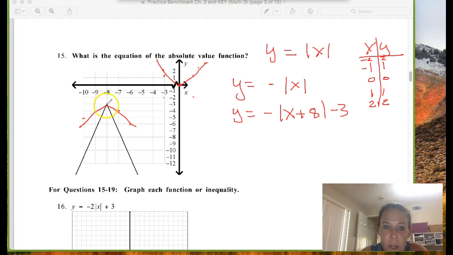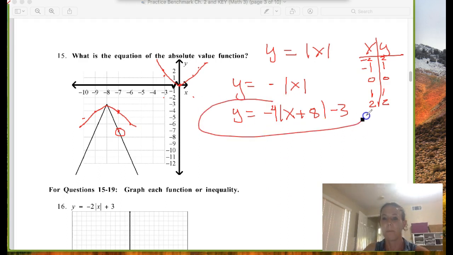So instead of going over 1 and down 1, which is what I normally do, I went over 1 and down. Where does it hit? Right at the axis, right here. I went over 1 and down 1, 2, 3, 4. So I had to multiply all these values by 4. So it should be a -4 out here. And that should be my equation.